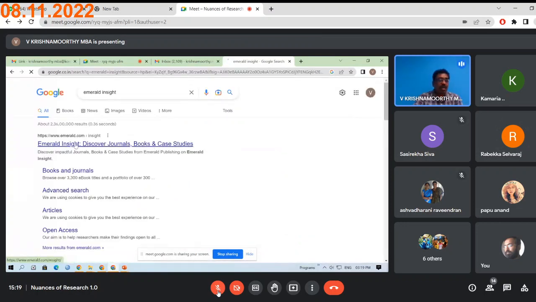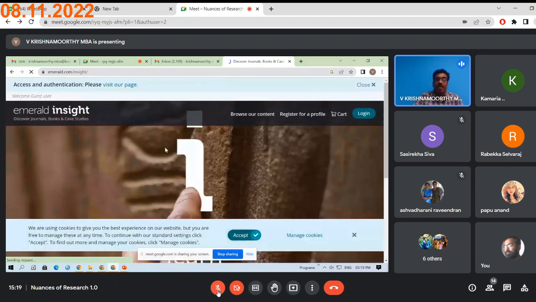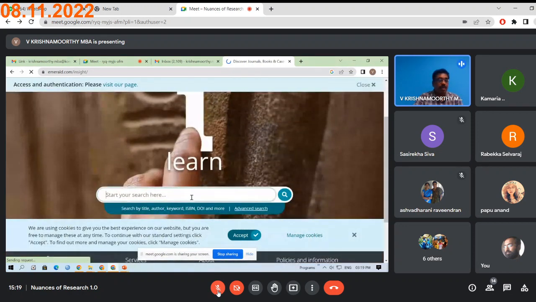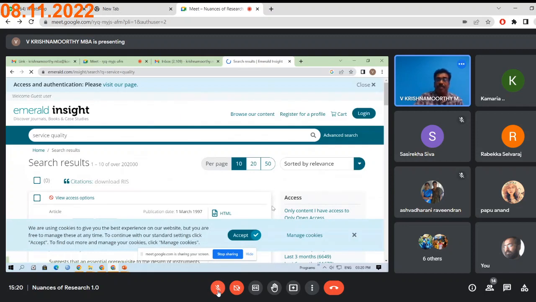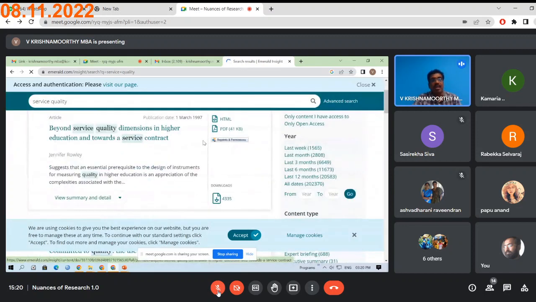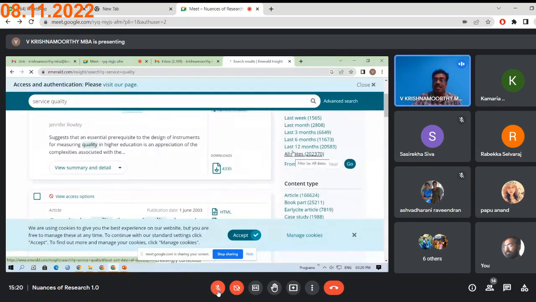Okay, Emerald Insight. This is one of the databases. Now, what am I doing? I am supposed to select my base paper. This is my aim. Let's take this as my topic. My topic is service quality. When I type service quality, you might come across this data. For example, more than 20,000, up to last year alone, 20,583 articles have been published.